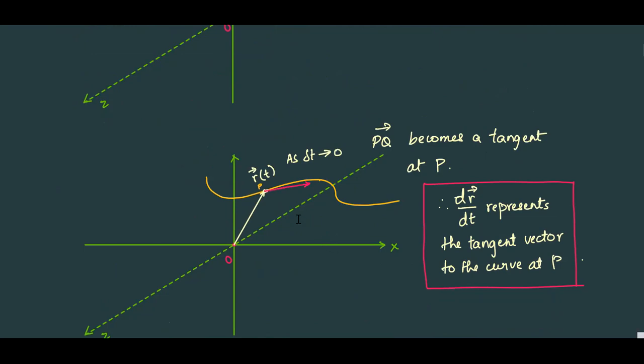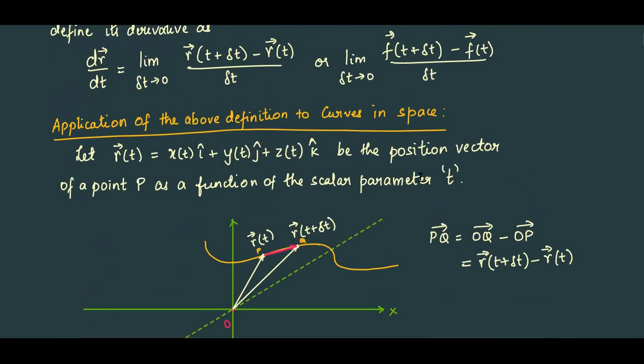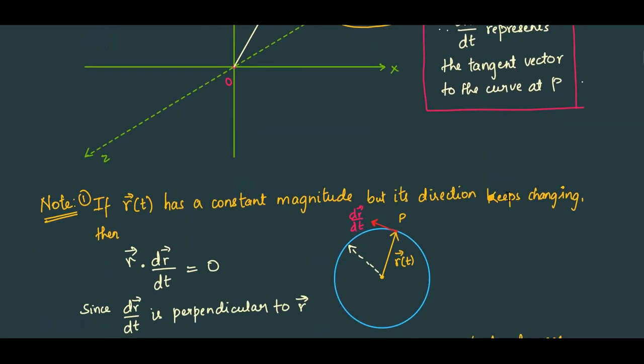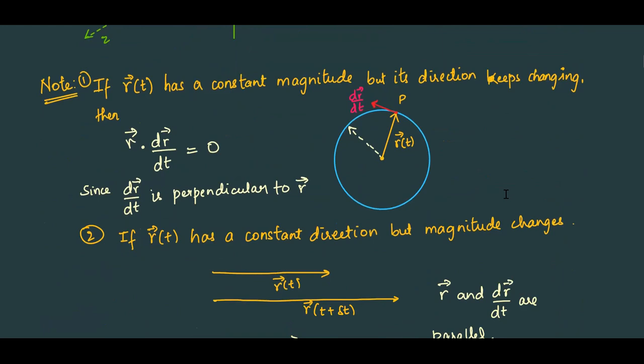If the vector function represents the position vector of a point, then its derivative represents the tangent of the path chalked out. Then, if this position vector is of constant magnitude but its direction keeps changing, this is a case of the point moving around a circle. In that case, the tangent dr by dt will be perpendicular to the original radial vector. So the vector r bar will be the radius vector, and r dot dr by dt will be 0.